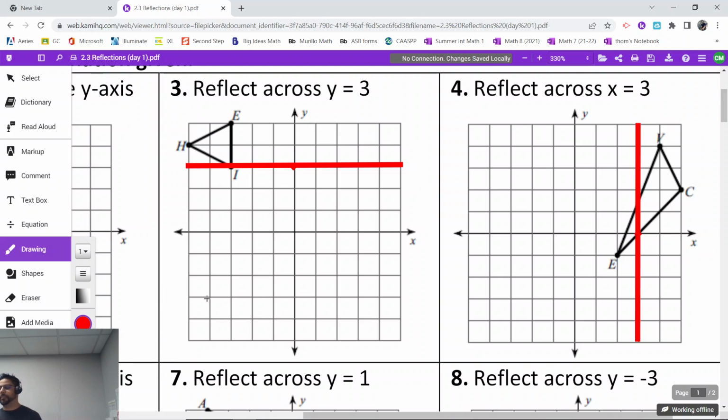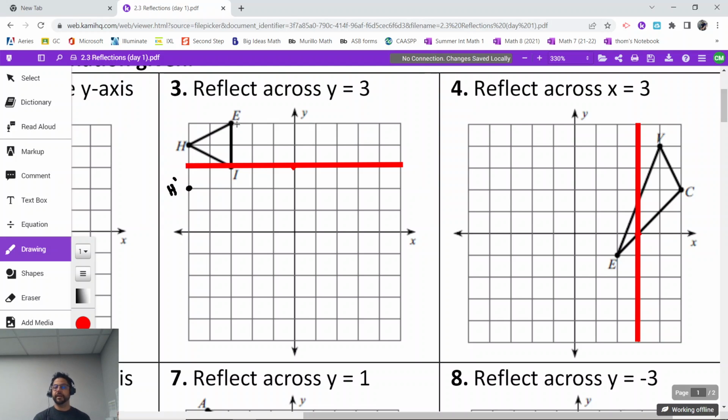So once you have a bunch of your highlighting done, you're going to go ahead and then plot your points. So let's go ahead and try number 3. So I got my pencil ready. So if you notice for H, and again, it doesn't matter which one you start with, if I go for H, then that's going to be counting to the highlighter. That's 1. So reflected on the other side is also 1. So I put a little dot there, and I label it H prime.